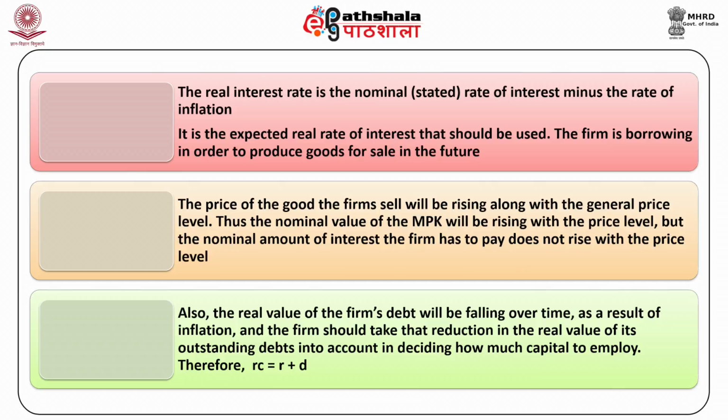Also, the real value of the firm's debt will be falling over time as a result of inflation, and the firm should take that reduction in the real value of its outstanding debts into account in deciding how much capital to employ. Therefore, RC equals R plus D. This is given as equation 4, where R equals i minus the expected rate of inflation. The firm's cost of capital is determined by the real rate and not the nominal rate of interest. Investment spending tends to be higher when the real cost of capital is lower.